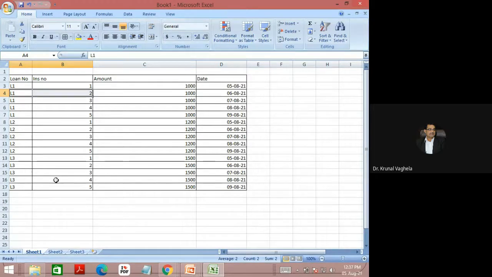What is a composite key? Where the combination should not be repeated. See, this 1 is repeated, 2 is repeated, L1 is repeated, L2 is repeated, but L1 and 1 is not repeated. This is a composite key. We'll do the same practical in the lab also. Got my point? So now let's go to the weak entity set.